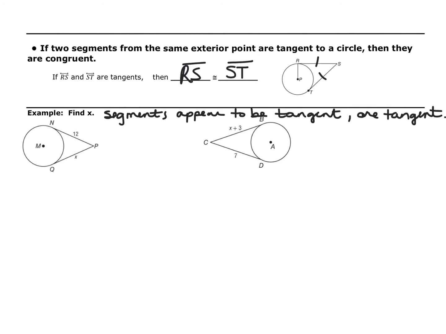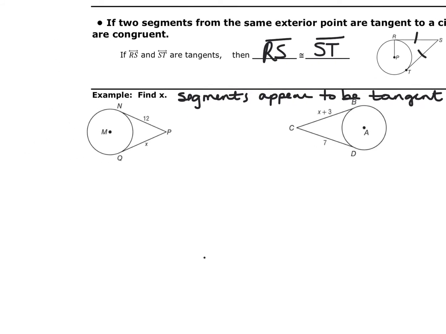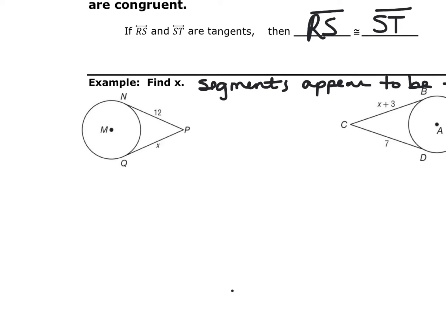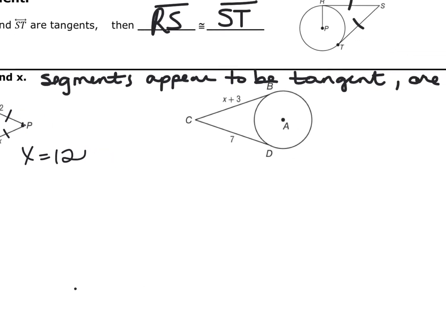Let's look at this first one. We have circle M, and we have two tangent lines, NP and QP, and they intersect at P. That means these two segments have to be congruent. So x is 12. On this one, again, we have two segments that are tangent to the circle, and they intersect at a point outside the circle. That means these two segments are equal. So x plus 3 equals 7. Then we just solve, and we get x equals 4.